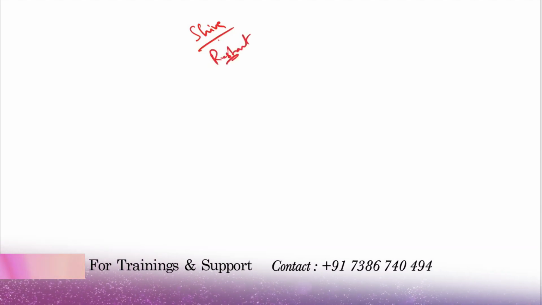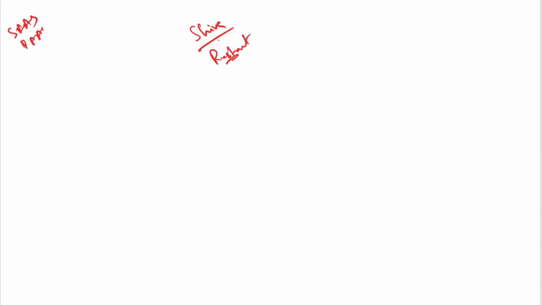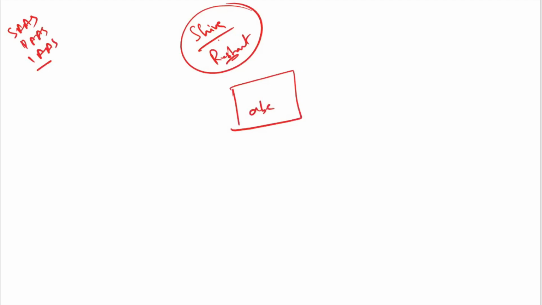Here we have a person, Shiva, myself. Shiva visited a restaurant. We'll compare what is software as a service, platform as a service, and infrastructure as a service with this example. This is my restaurant, ABC.